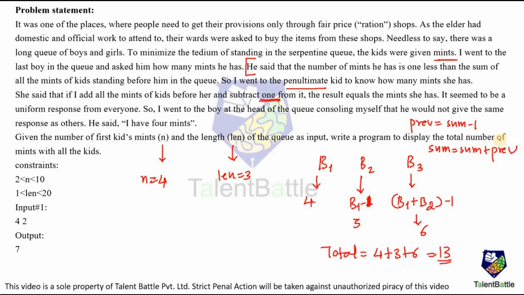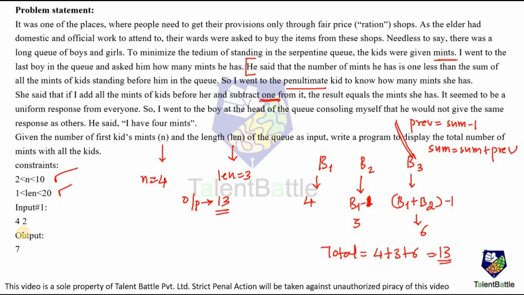So write a program to display the total number of mints. I am expecting output to be 13 in this particular input case. We have to write the logic on the basis of these two statements, because those conditions are mentioned here. The constraints for n and length are also mentioned: the value of n should be greater than 2 and less than 10, and the value of length should be greater than 1 and less than 20.